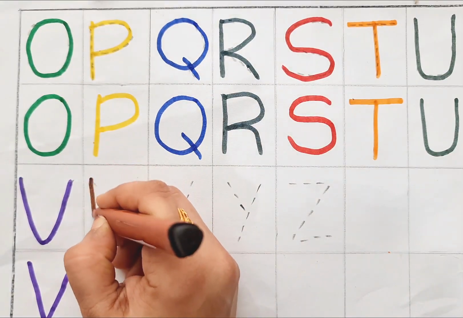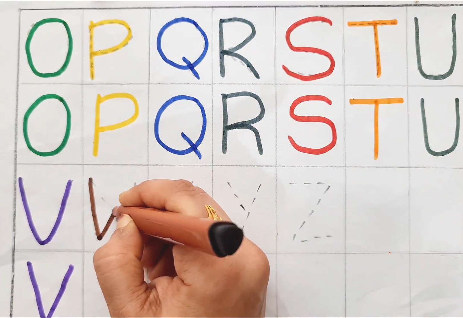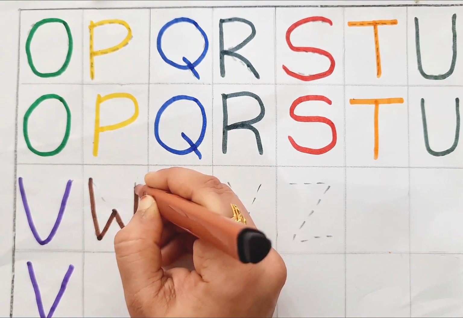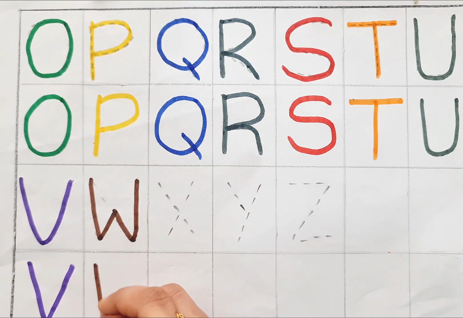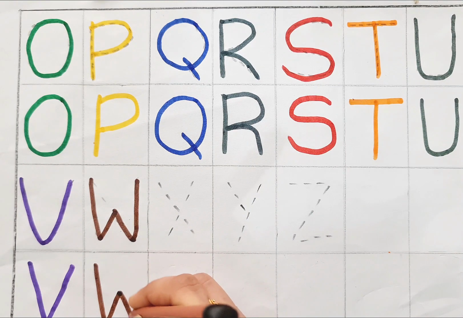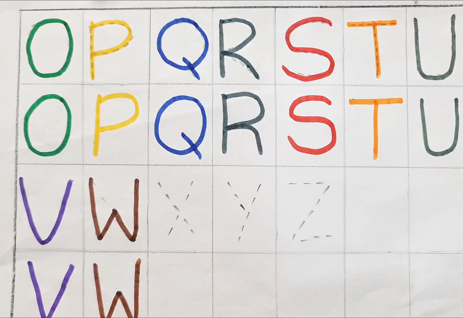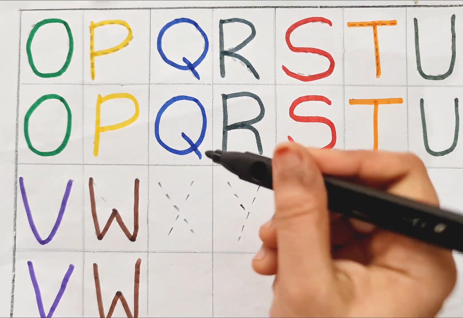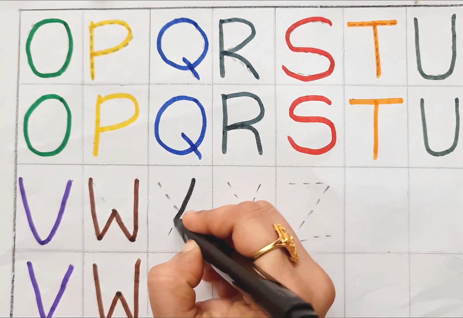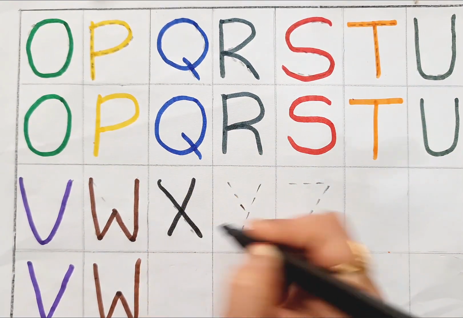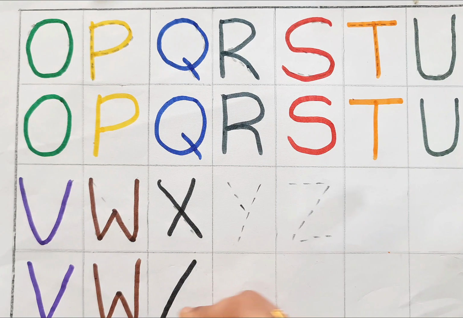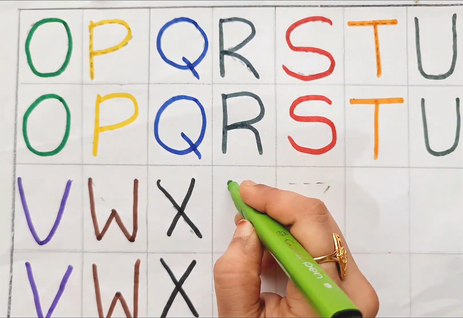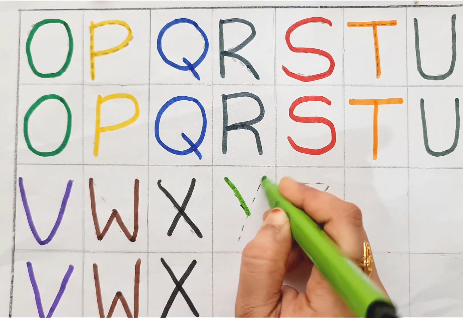Brown color. W. W for watermelon. W. W for watermelon. Black color. X. X for xylophone. X. X for xylophone. Green color.